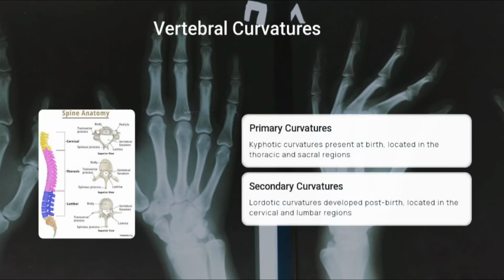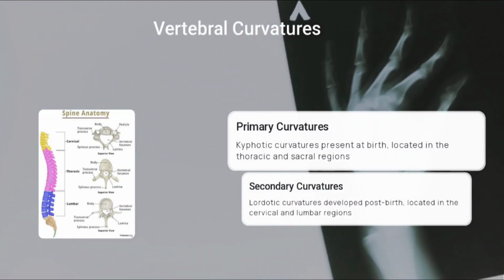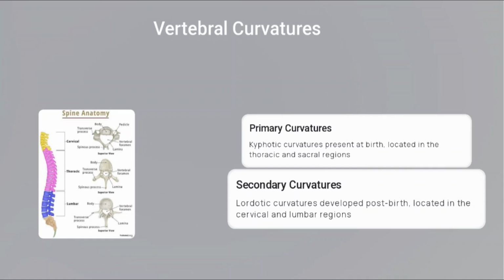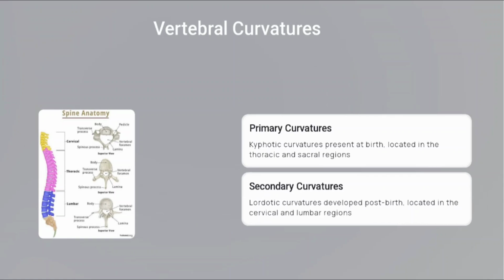Our spinal curves are dynamic adaptations. In utero, we have a continuous C-shaped primary kyphosis. As we develop motor skills like head control and walking, we develop our cervical and lumbar secondary lordotic curves.